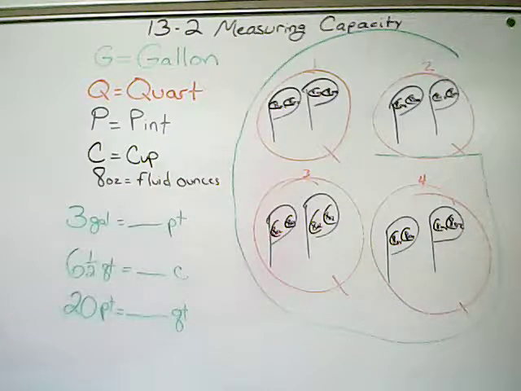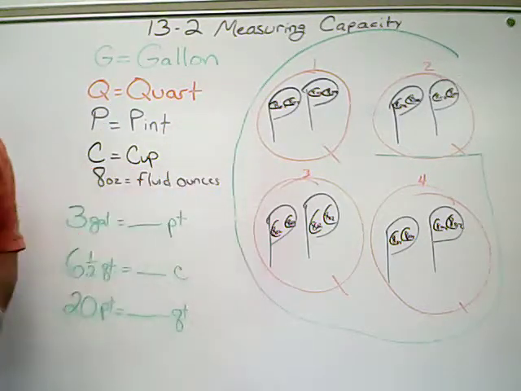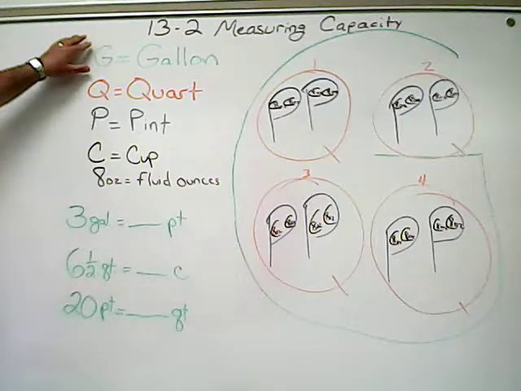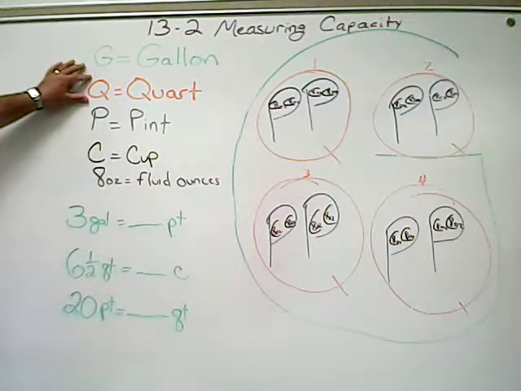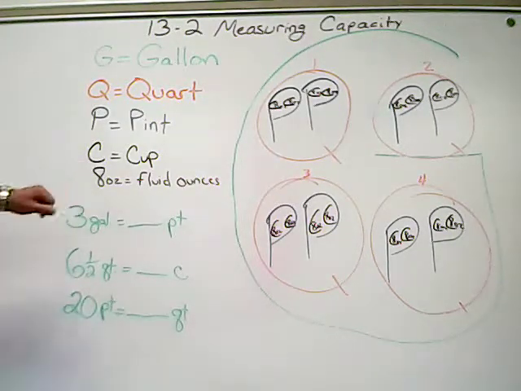Today we're going to look at Section 13-2, which deals with measuring capacity. Remember, capacity is simply how much liquid a container can hold. Today we're going to look at 5 different aspects that we can measure when talking about capacity. I have a very handy visual aid that will help us figure out some of our conversions today. So we're going to talk about 5 things: gallons, quarts, pints, cups, and fluid ounces.